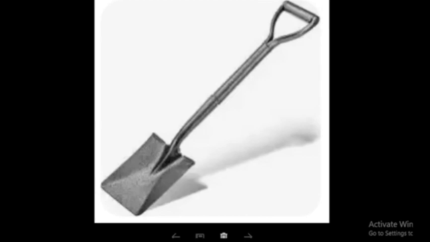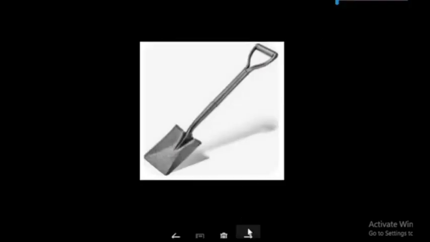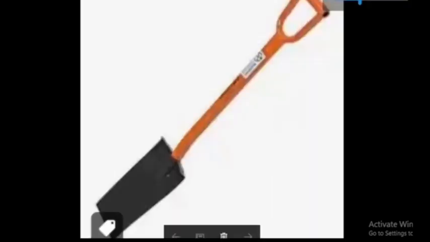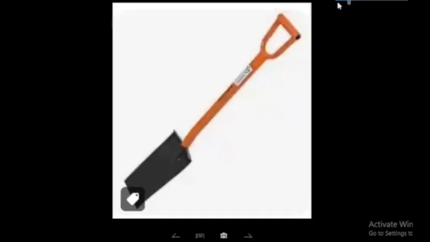You can see that the edge of the blade here is flat and it's even, and that is how the spade looks. It has a long handle and here is the blade. So we have that as the diagram of the spade, and this is another diagram of the spade as well. You can see that is another diagram of the spade.